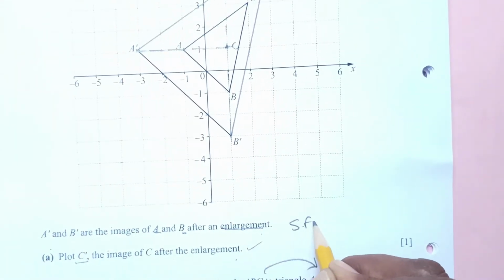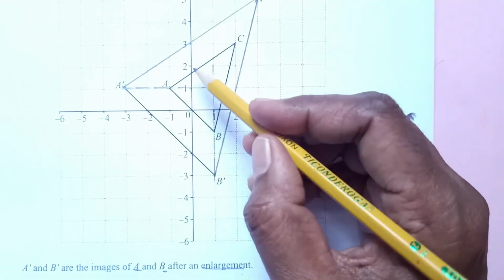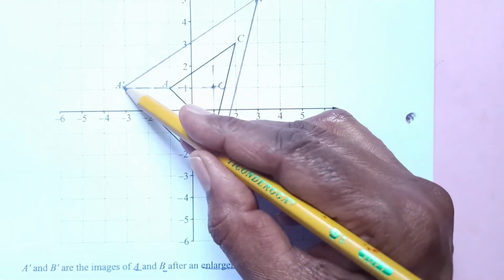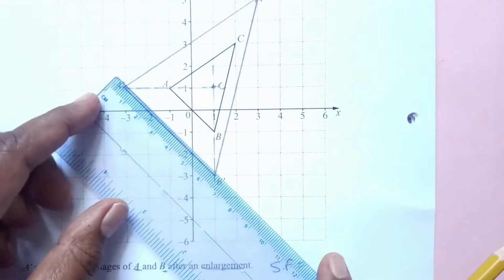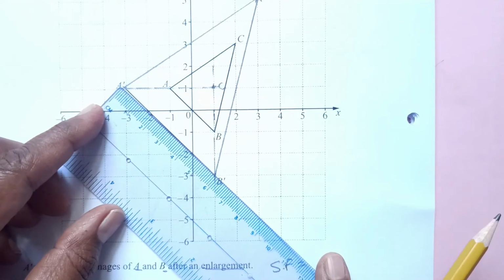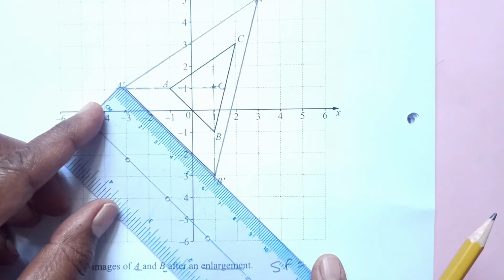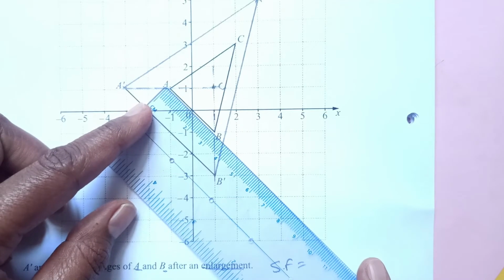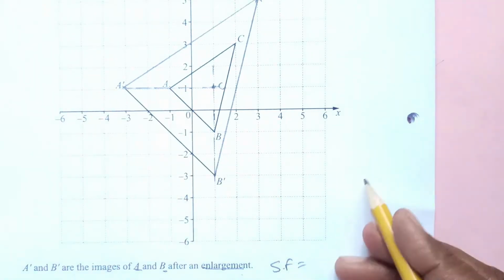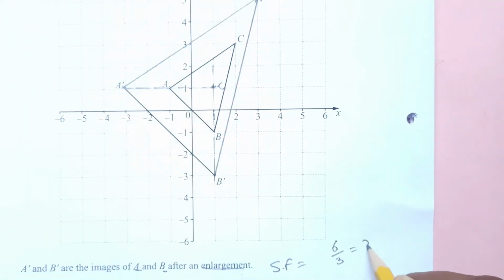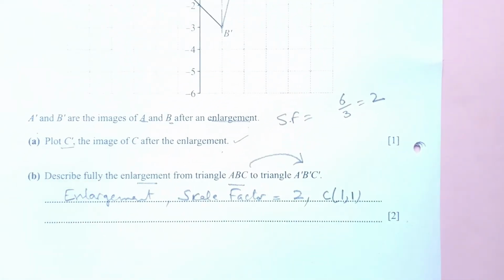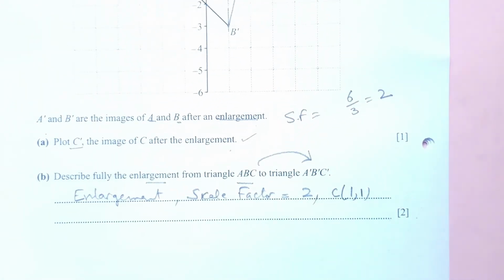I already told you how to find the scale factor here. You can even find it here. So check how many centimeters this one is. Let me show you again. This is 6, right? Approximately 6, and this is approximately 3. So 6 over 3, that is 2. So that's how we can get the scale factor. So that's it, that's done.